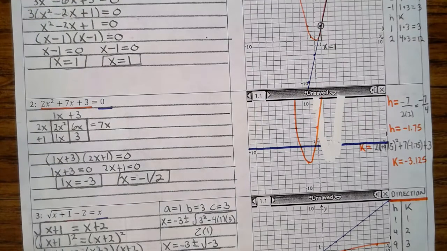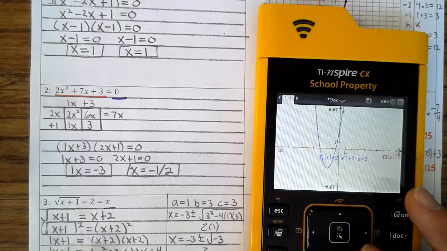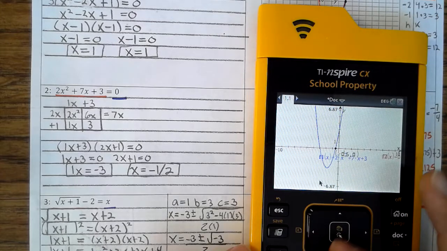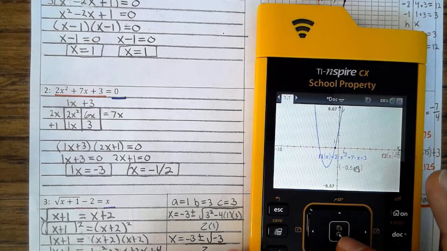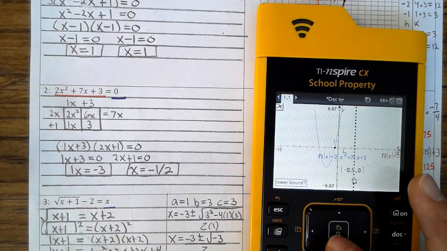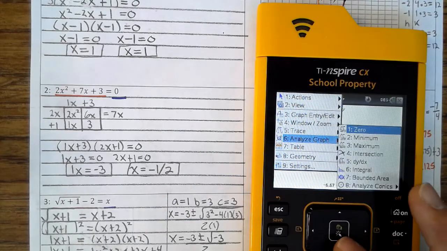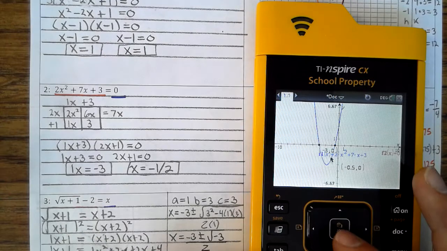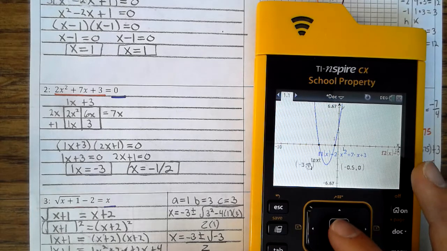But now let's check the intersections. So then menu, analyze graph, intersection, click, drag, control click. And so why that didn't work is I have to go to the other side. Menu, analyze graph, intersection, click, drag, and control click verify. So that verifies that in fact we're correct.